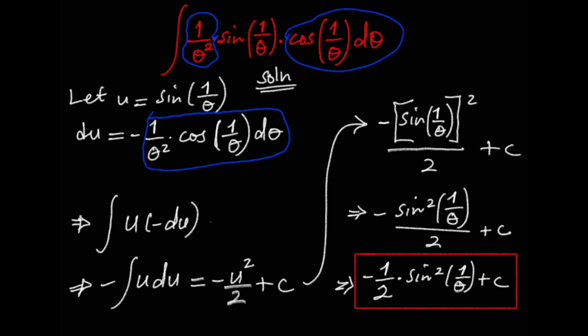And here is an assignment for you. In this question, I let u be equal to sine 1 over theta. That's how we solved the question. Now your assignment is to resolve this question using the same approach we used in this video, but instead of letting u be equal to sine 1 over theta, let u be equal to cosine 1 over theta. And let me know in the comment section if you have the same answer at the end.